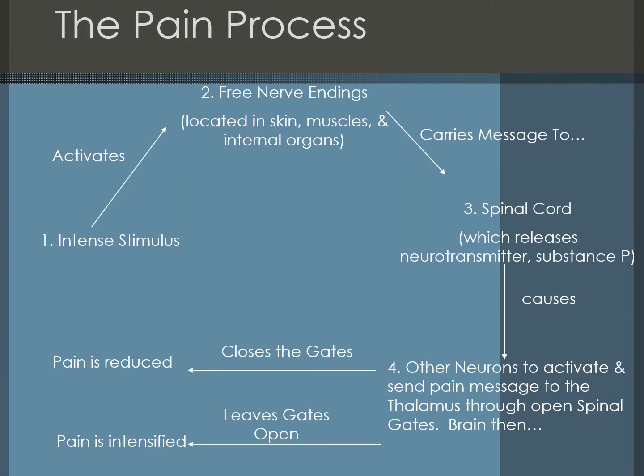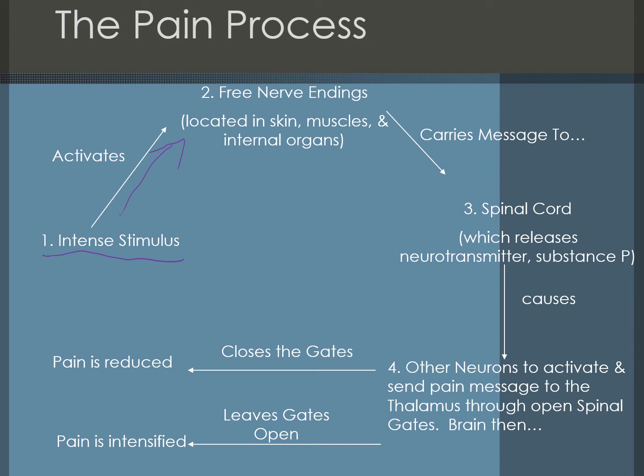So how does that whole thing work? All right, so here's a little flow chart so you can help visualize it. First thing that happens, you have an intense stimulus. Intense stimulus, you get hit, you get cut, something like that. Just follow the arrows. That's going to activate the free nerve endings located in the skin, muscle, and internal glands.